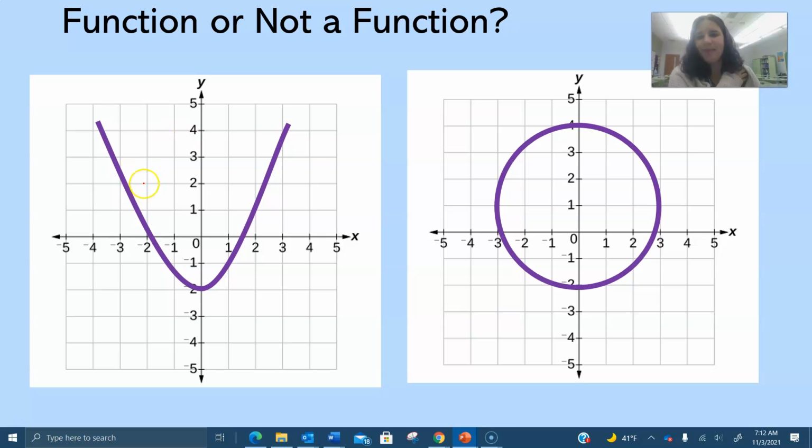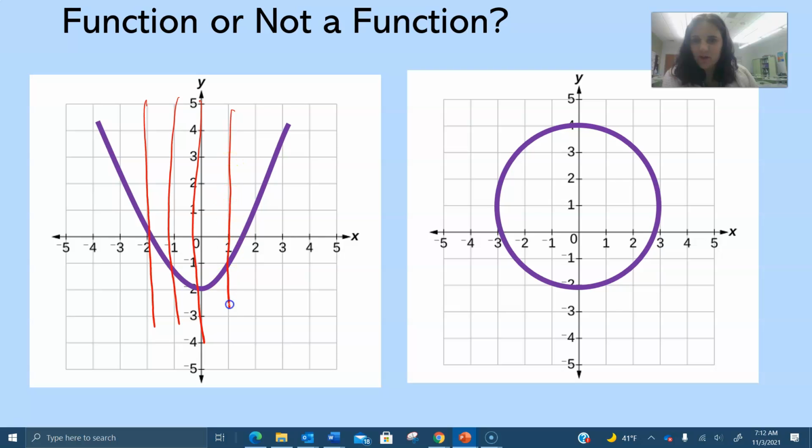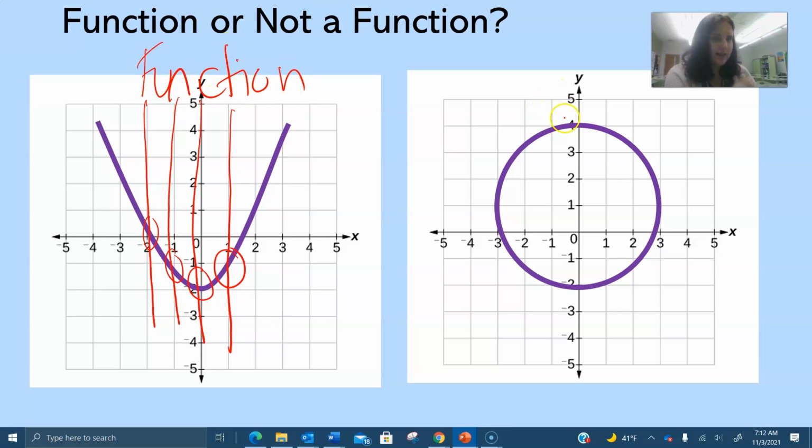All right, a couple more. This is a nice shape. It's called a parabola. And if I draw vertical lines, you'll see that each vertical line only touches the graph once. So this one is a function. And on the right, there's a circle. If I draw a vertical line through the circle, it touches it twice. So this one is not a function. A circle is not a function.